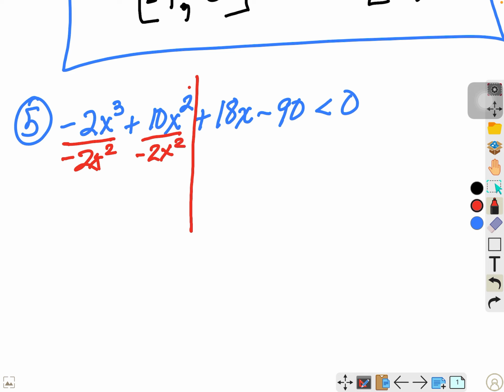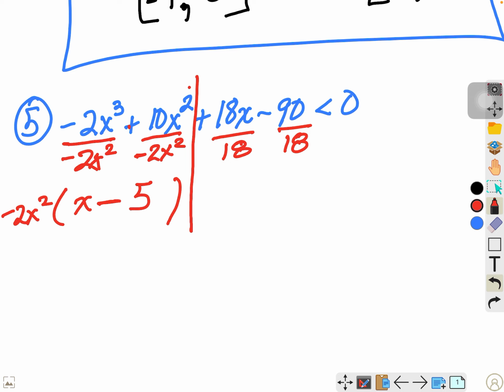For the last pair, I notice that I can factor out an 18 from both terms. 18 times 5 is 90. Okay, so here's what I factored out. 2x squared. That leaves me with x, positive divided by a negative is a negative, or subtraction. 10 divided by 2 is 5. X squared divided by x squared is 1, so that's gone.